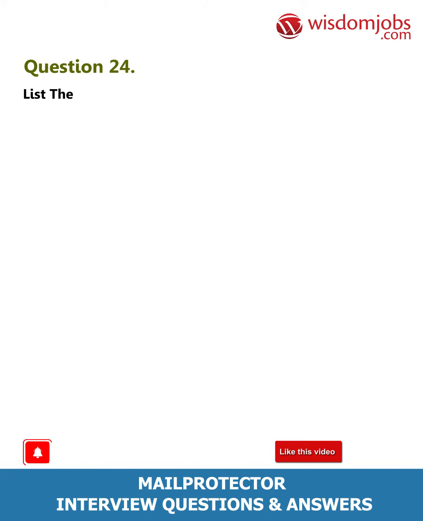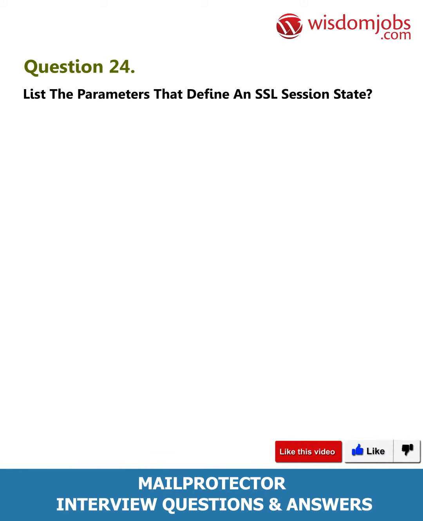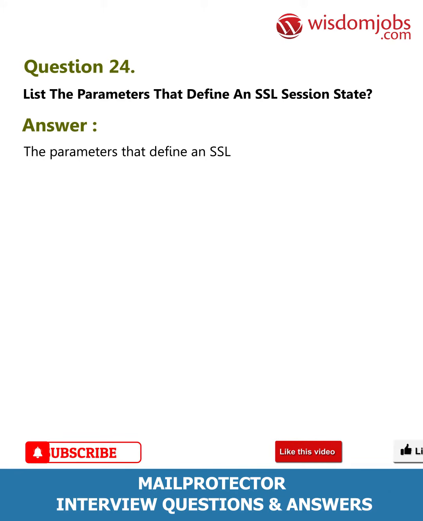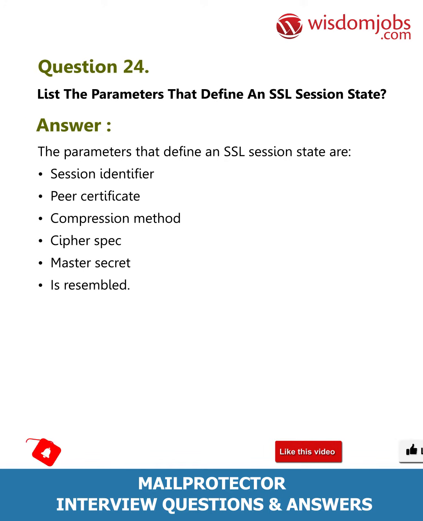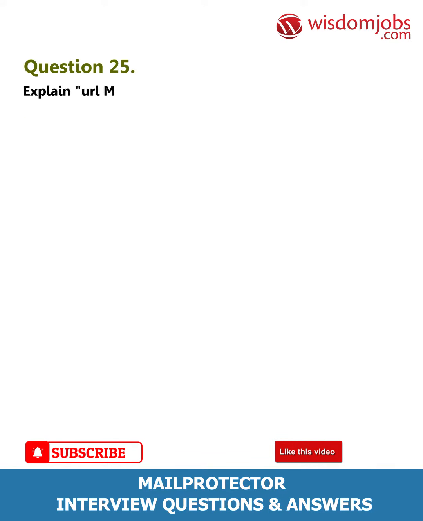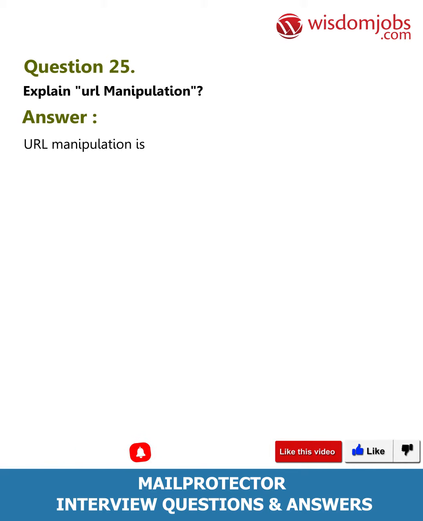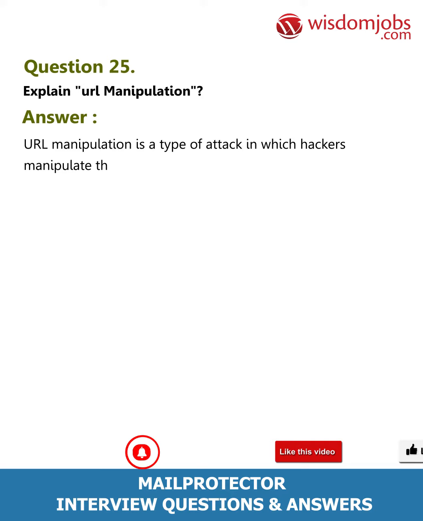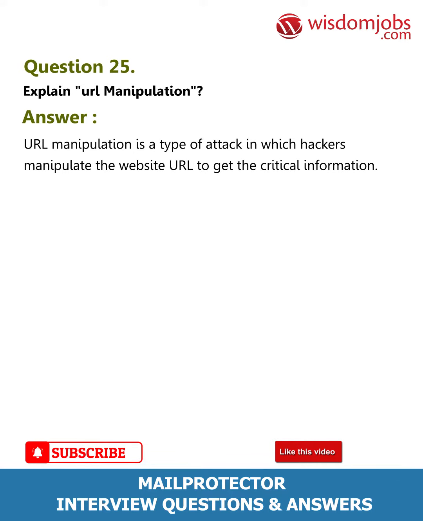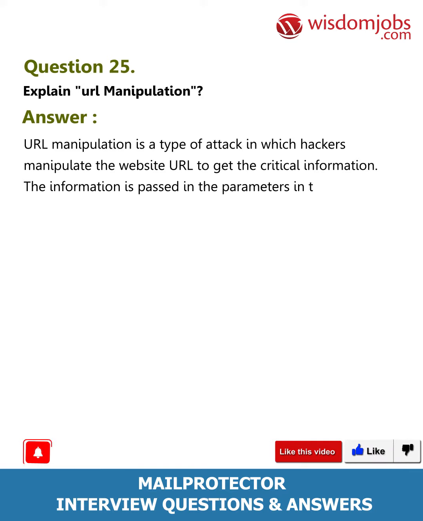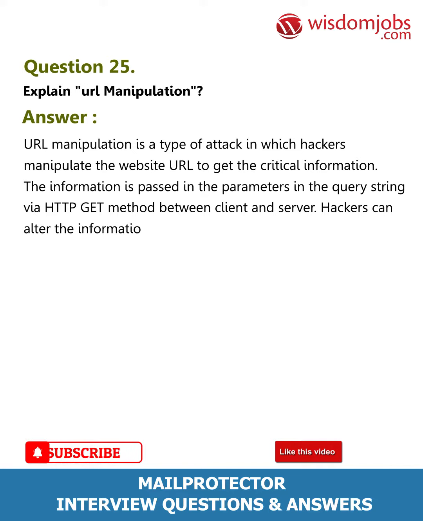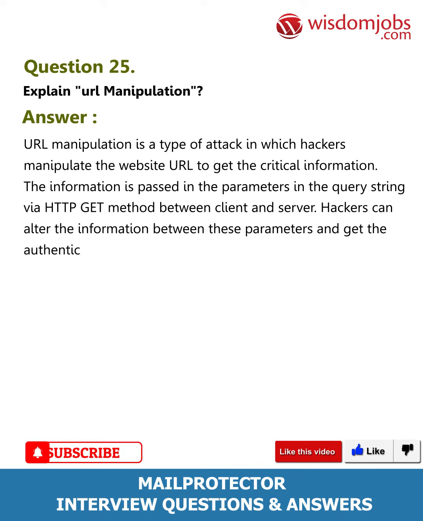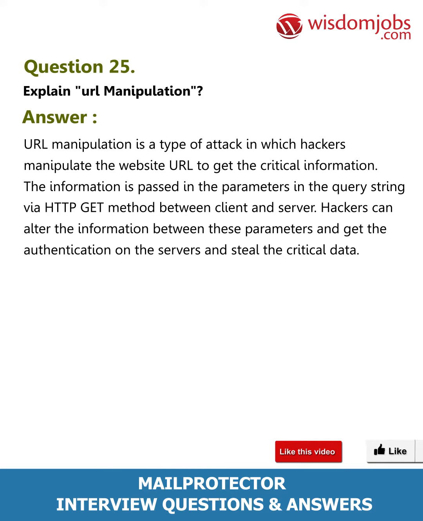Question 24. List the parameters that define an SSL session state. Answer. The parameters that define an SSL session state are session identifier, peer certificate, compression method, cipher spec, master secret. Question 25. Explain URL manipulation. Answer. URL manipulation is a type of attack in which hackers manipulate the website URL to get critical information. The information is passed in the parameters in the query string via the HTTP GET method between client and server. Hackers can alter the information between these parameters and get the authentication on the servers and steal the critical data.